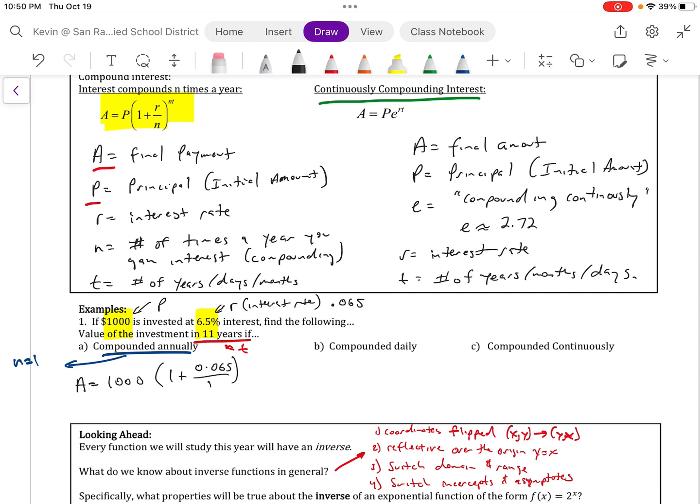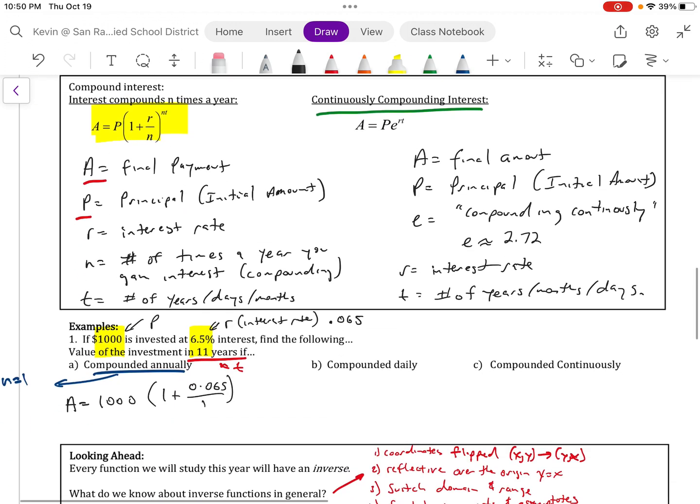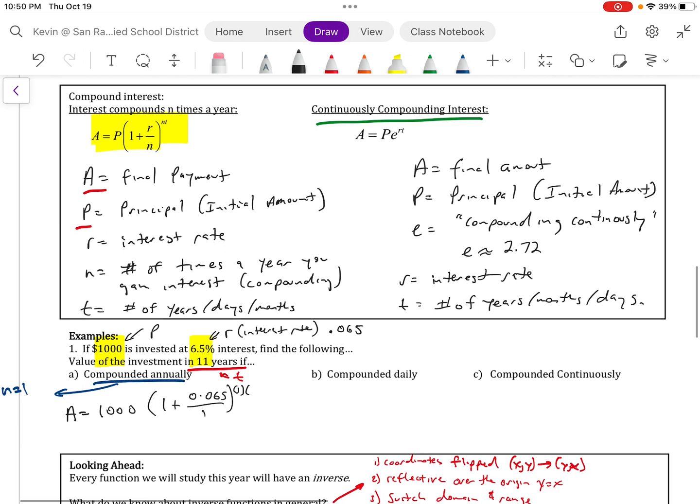So this is going to be 1. And then up here, our exponents are going to be 1 times our time, because N is 1. So what was our time? Oh, our time is 11 years. Okay. All right, so N is the number of times a year you gain interest. So we're only going to do it once a year. And then time, we're going to go for 11 years.